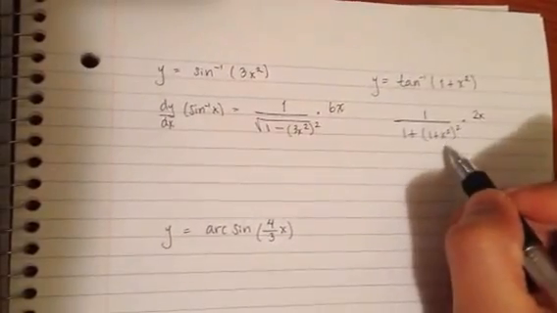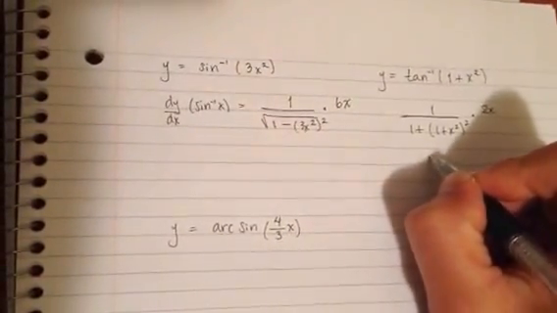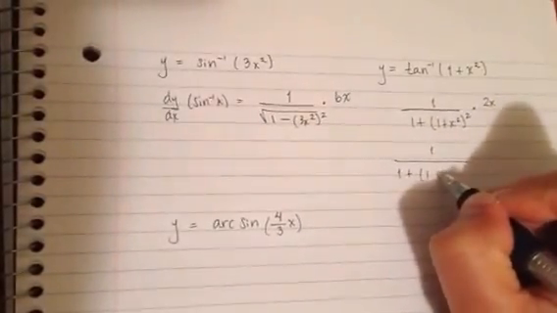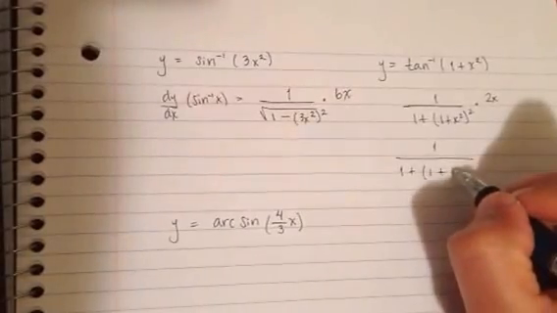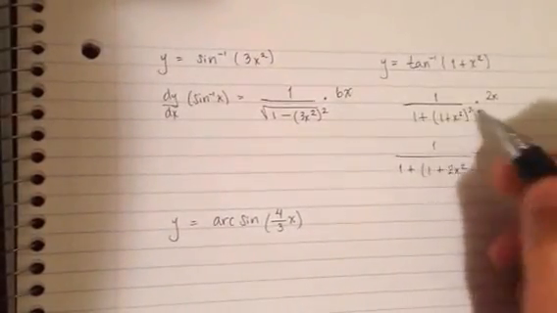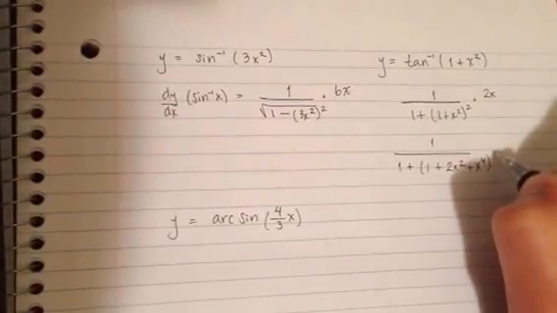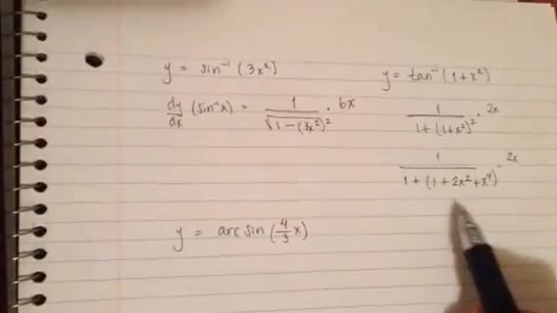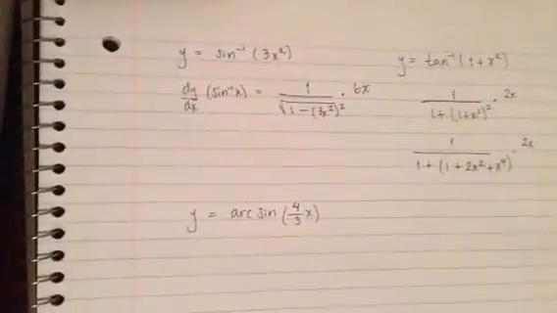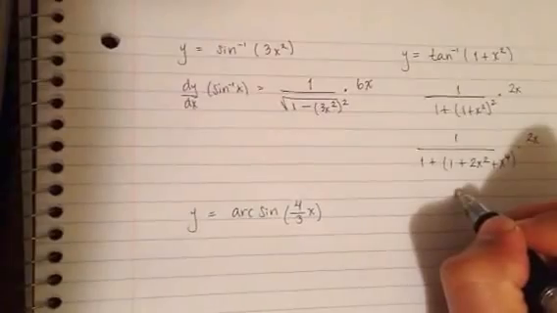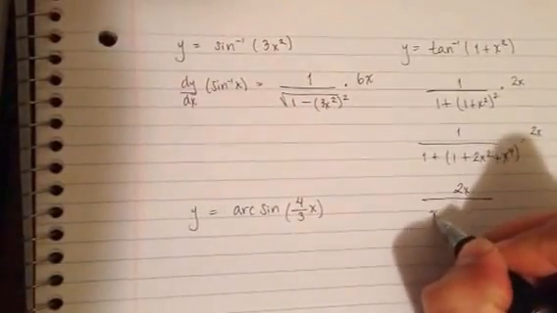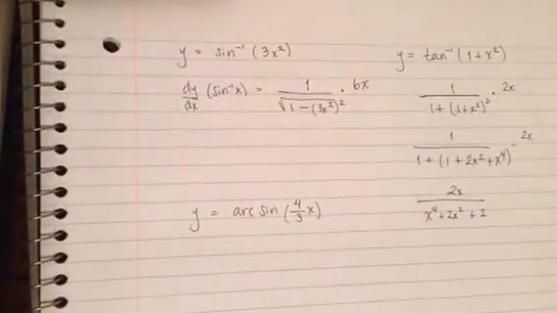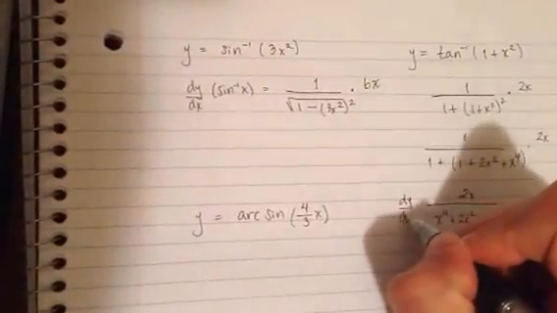Now we can go ahead and clean this up. That would be 1 plus, you square the first one, plus you multiply these two times 2, so that becomes 2x squared. You square the last one, that becomes x to the 4th, and then you have your 2x on the top. You can simplify this further, and I'll let you guys do that, but you should get 2x divided by x to the 4th plus 2x squared plus 2. That would be the final derivative, dy dx.